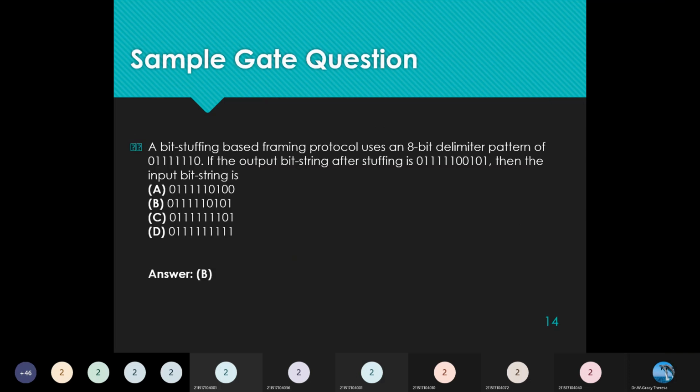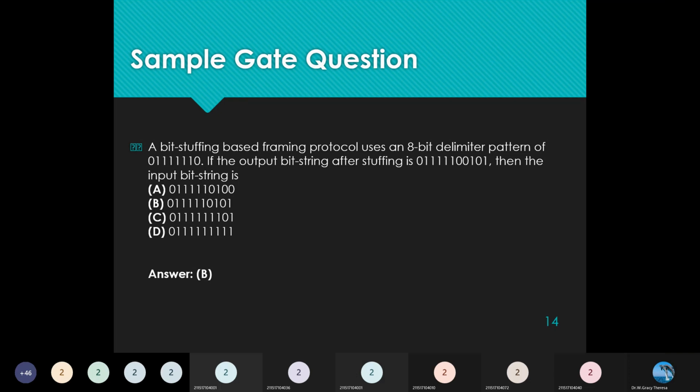So this is a sample GATE question that has been asked. If a bit stuffing based framing protocol uses an 8-bit delimiter pattern of 0 111 111 0, the output stream after stuffing is given. So after stuffing we have got the output, and they are asking what is the input.